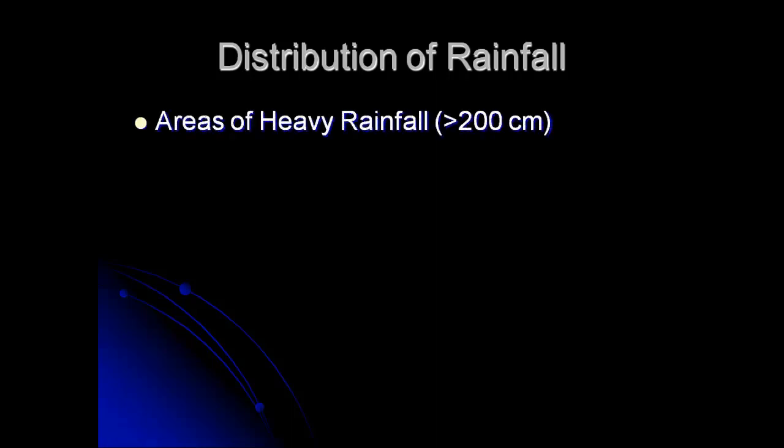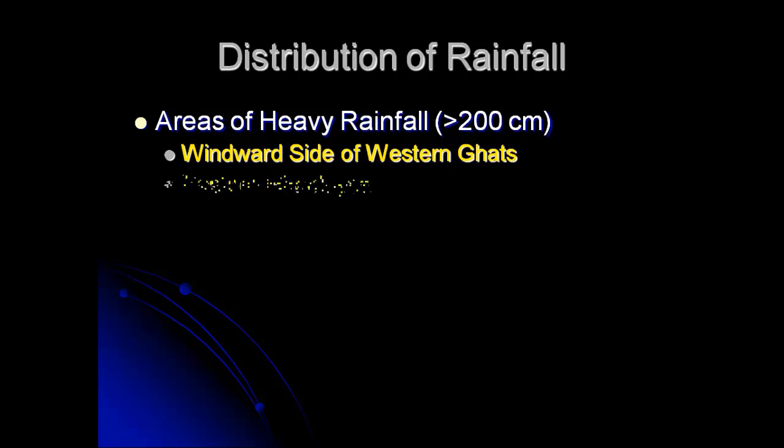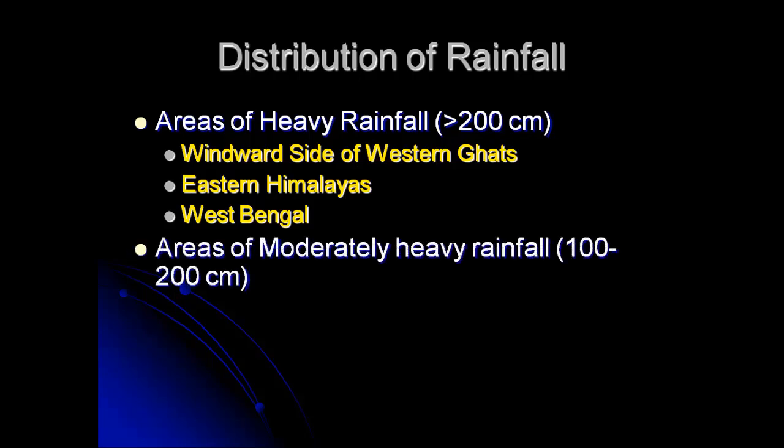Now we'll understand the distribution of rainfall in India. Areas of heavy rainfall, more than 200 cm, are experienced on the windward side of the Western Ghats. The southwest monsoon wind Arabian Sea branch on the windward side of the Western Ghats brings heavy rainfall, and in the eastern Himalayas the southwest monsoon wind Bay of Bengal branch brings heavy rainfall on the eastern part of India, West Bengal. The southwest monsoon winds from the Bay of Bengal, deflected by the Arakan Yoma range, enter into India from West Bengal and bring heavy rainfall.